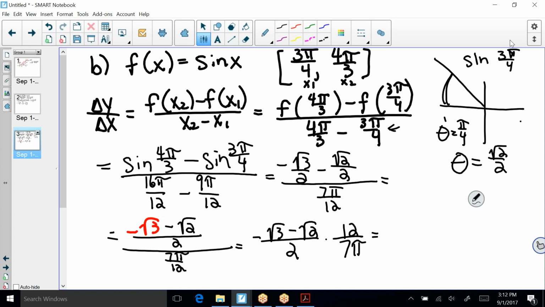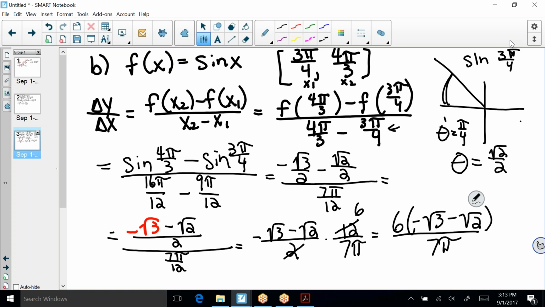We can divide a 2 out of the numerator and denominator. So we can cancel this 2 here and cancel a 2 there, and we're left with the 6. So in the numerator, we're left with 6 times negative root 3 minus root 2 divided by 7 pi. And that's going to be our final answer. We can't cancel anything else out or do anything else to that one.